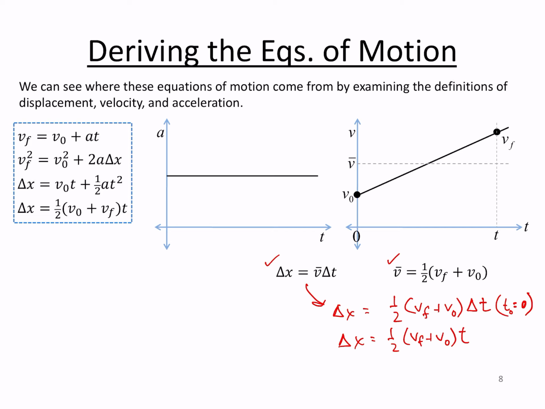Just from, again, constant acceleration implies this, and all of the arguments I made about what the average velocity has to be in relation to the initial and final velocities, and then we just applied the definition of average velocity, and off we go again.